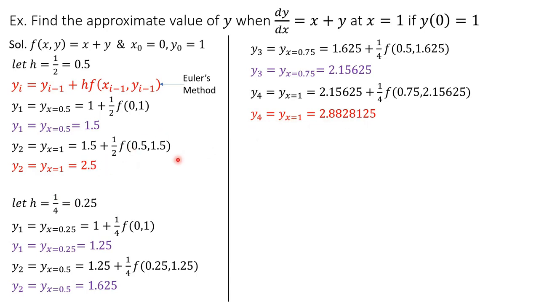Now you can see clearly there is a very big difference. It is 2.5 here and it is 2.88 here. So as h changes, the value changes. Now let us compare these answers with the exact answer. So we will solve this by using the analytic method.